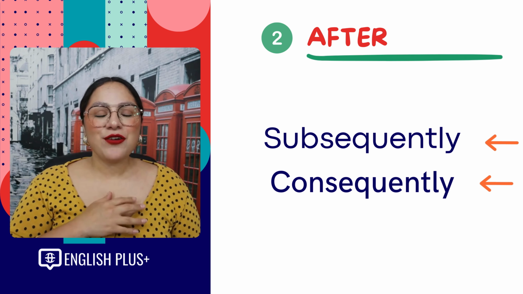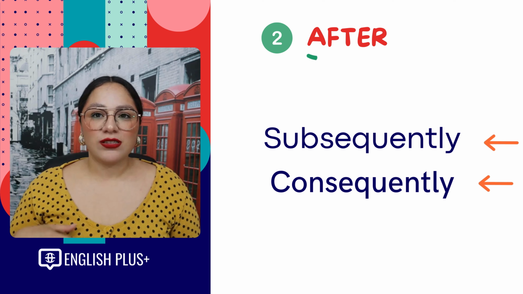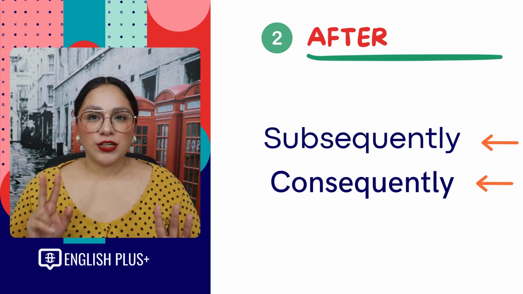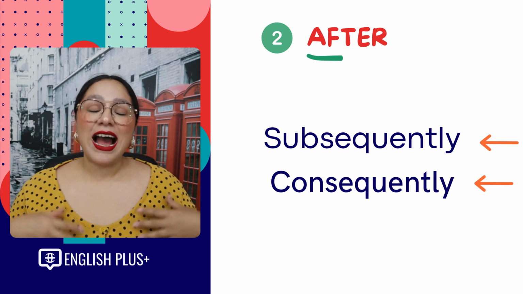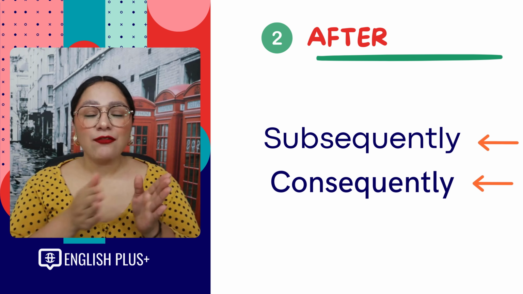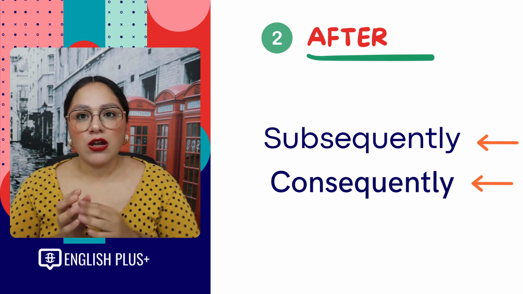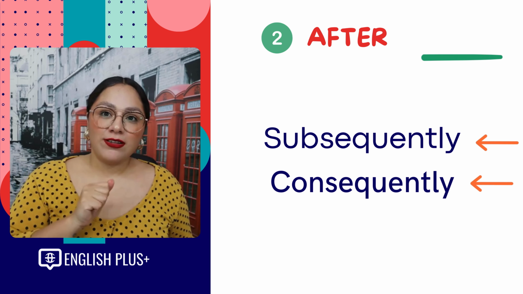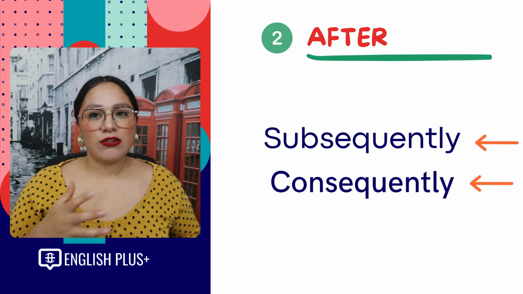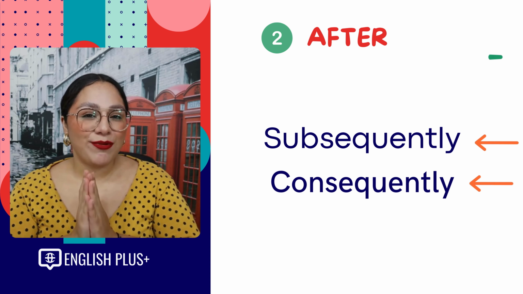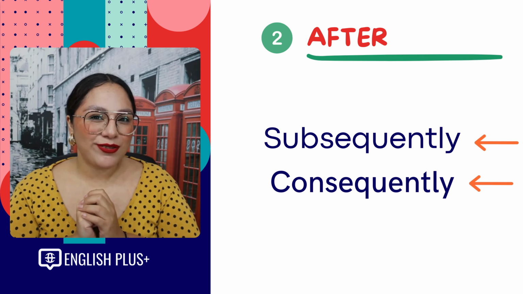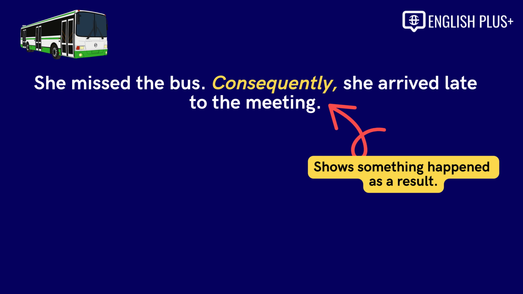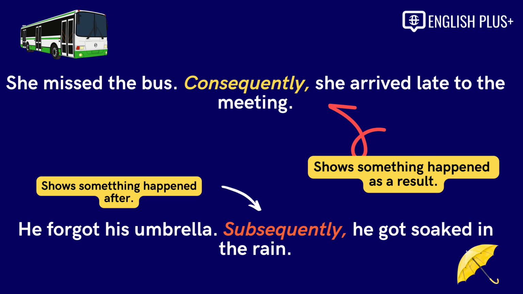Now let's continue with subsequently and consequently. These two expressions show that an event happened after or as a result of another. They are often used with descriptions in the past simple. Let's look at the example. She missed the bus. Consequently, she arrived late to the meeting. He forgot his umbrella. Subsequently, he got soaked in the rain.